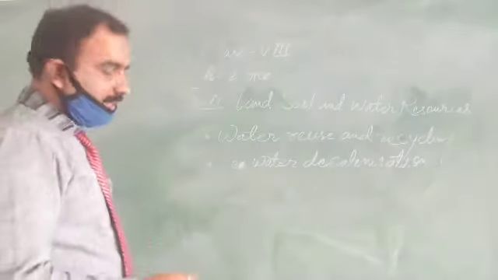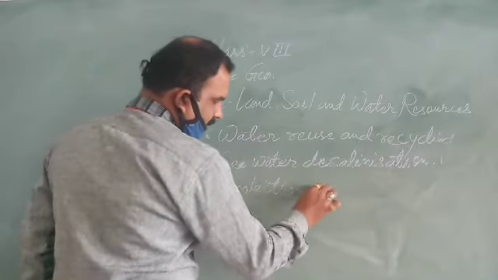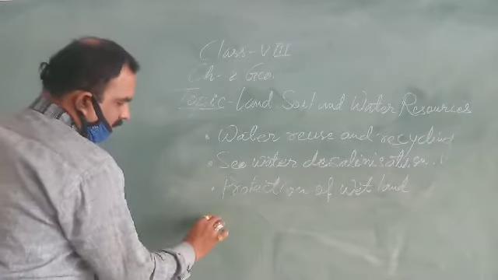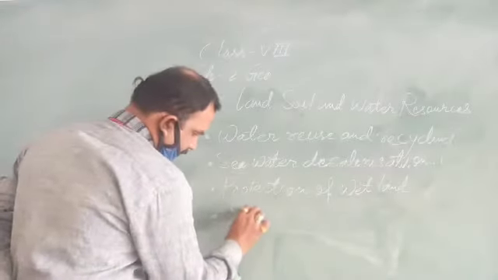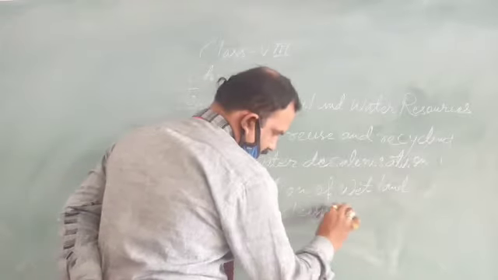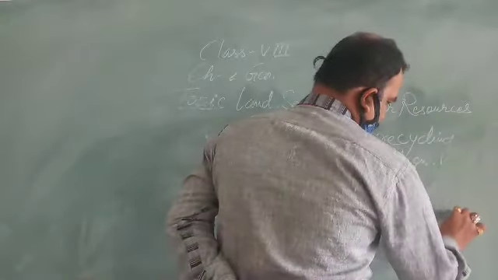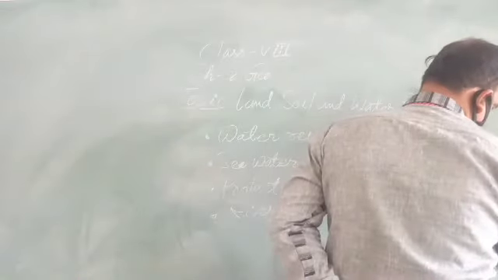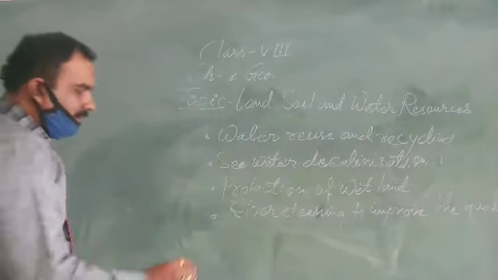The third one is the protection of wetland. The fourth step is river cleaning to improve the quality of water.